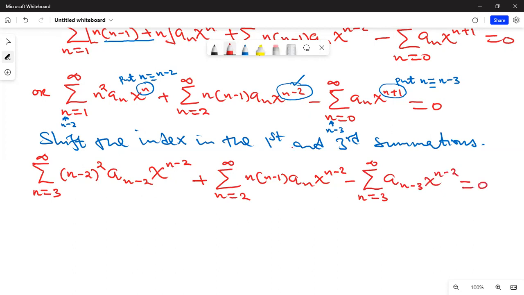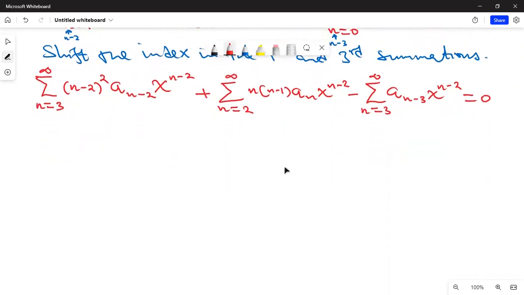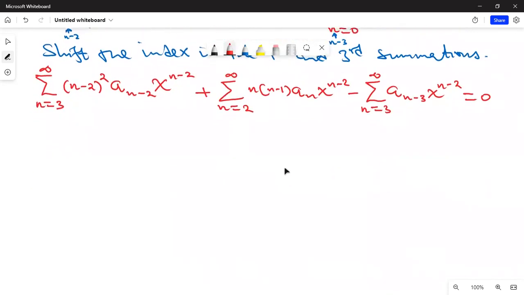See what we have done? We have shifted the index in the first and the third summation. So you can see now the powers of x are the same. Everything is x raised to n minus 2. Now, what next? I need to combine these three summations into one summation. But for us to combine them, we must ensure that they start from the same index.